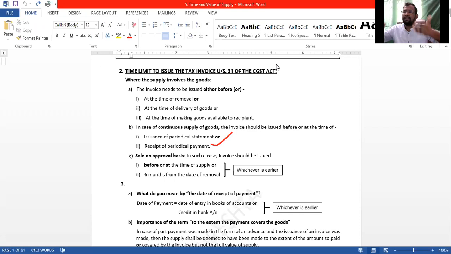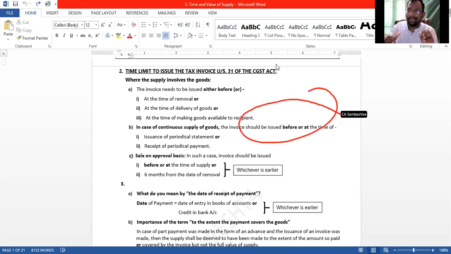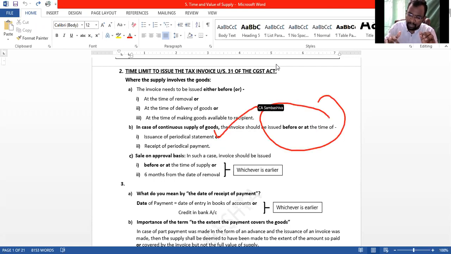సో యాజ్ ఇన్ వెన్ ఐ హావ్ రిసీవ్డ్ ద పేమెంట్ ఫ్రమ్ యూ, ఐ హావ్ టు ఇష్యూ ద ఇన్వాయిస్. అర్థమవుతుందా? సో ద ఇన్వాయిస్ షుడ్ బి ఇష్యూడ్ బిఫోర్ ఆర్ ఎట్ ద టైమ్ ఆఫ్ issuance of periodical statement or receipt of periodical payment. సో నేను స్టేట్మెంట్ ఇష్యూ చేసేటప్పుడు కానీ లేదా మీ దగ్గర నుంచి పేమెంట్ రిసీవ్ చేసుకున్నప్పుడు కానీ నేను అక్కడ ఏం చేయాలమ్మా, ఇన్వాయిస్ అనేది ఇష్యూ చేయాలి. క్లియర్ ఎవ్రీవన్?